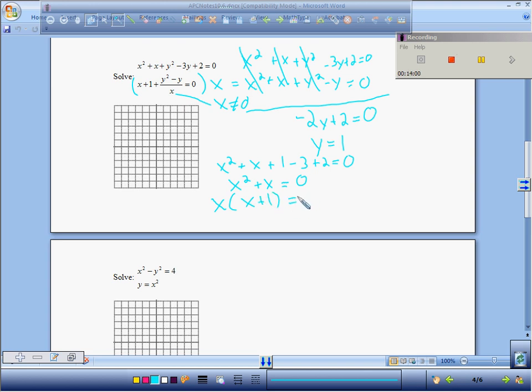So what are my possibilities? Either x equals 0, which is not allowed, right? Or x equals negative 1. So this one only has one solution. And that solution is negative 1 comma 1. Because I have to throw out this possibility that x could be 0, because here I multiplied by x, and x cannot be equal to 0. Okay? We're good with that?